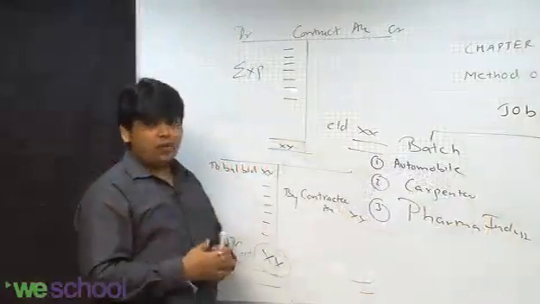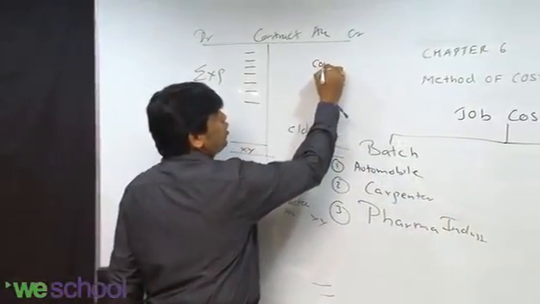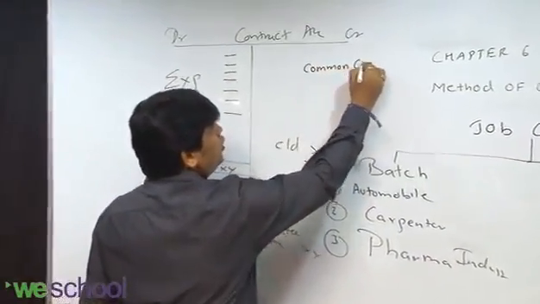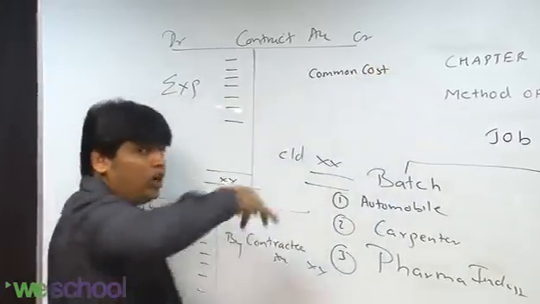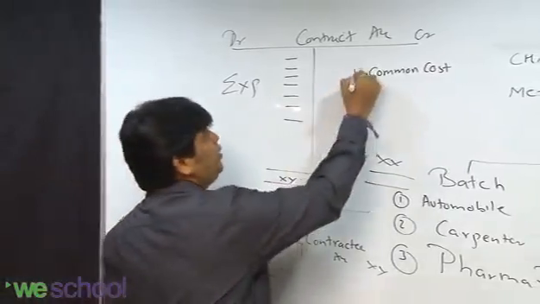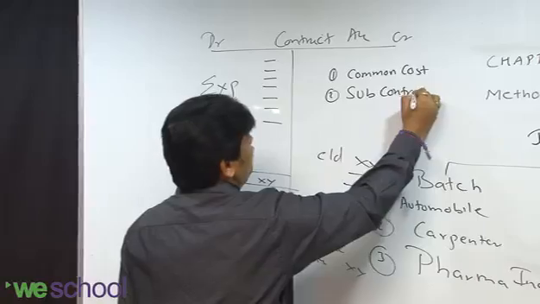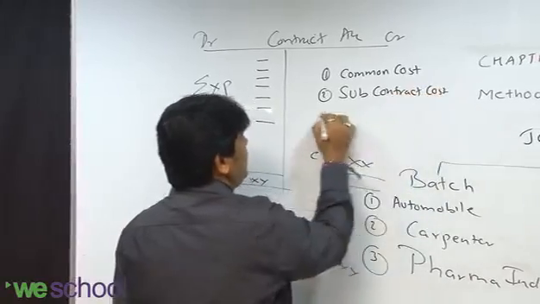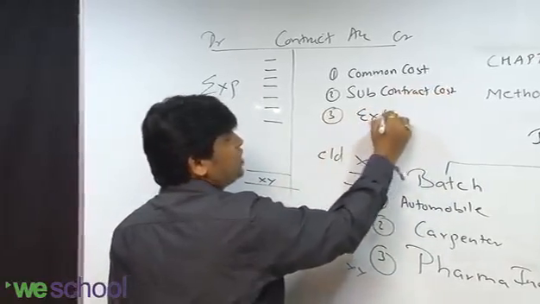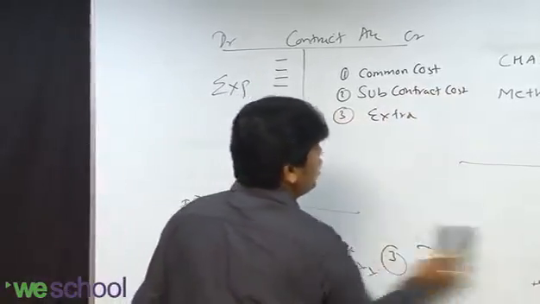Now after that, I have just told you about the common cost, which has to be charged to all the contracts on the basis of contract price ratio. Second, I am talking about subcontract cost, which is also to be charged to the contract. Now I am talking about extra cost.